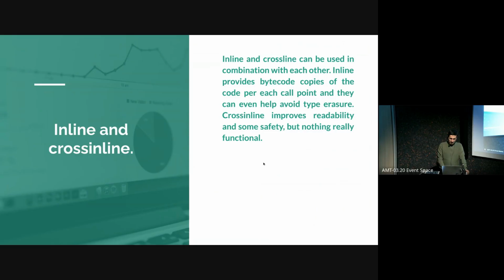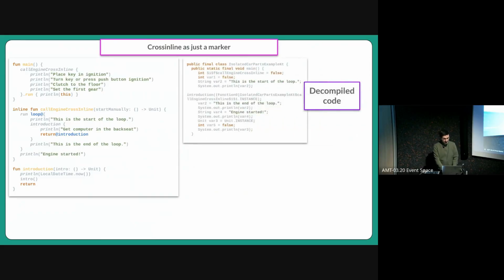But this created a bit of confusion, because we were using crossinline just to make the code compile, but not really understanding what it actually is about. And so why does this even matter? I created a few examples to exemplify this. This is the first one. Here I'm simply creating a higher order function called call engine crossinline.